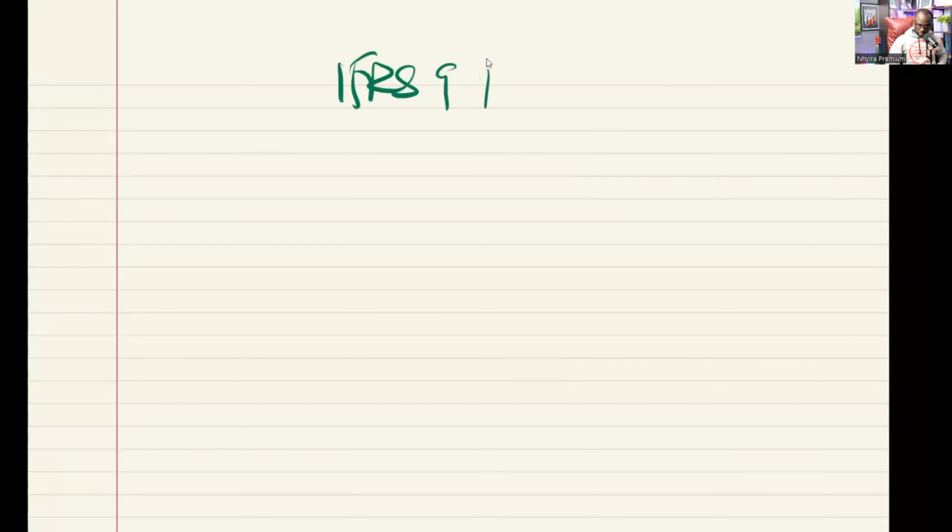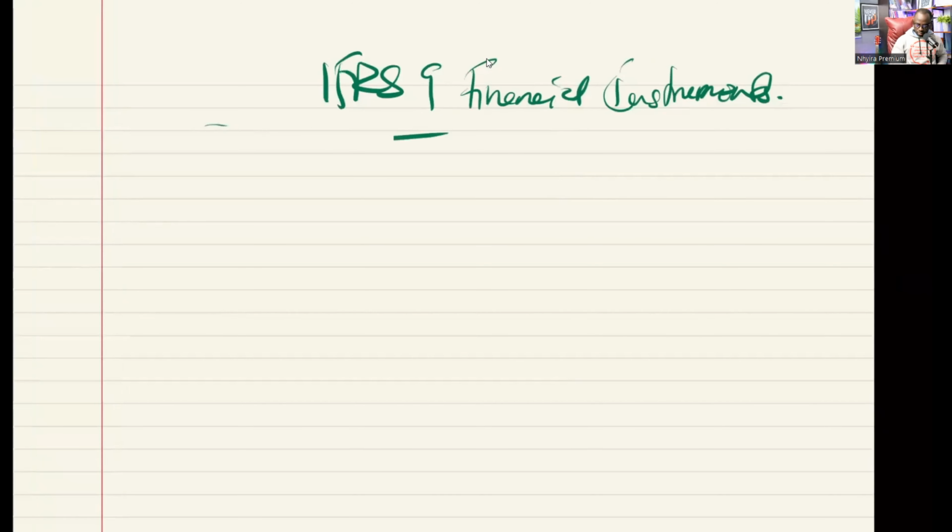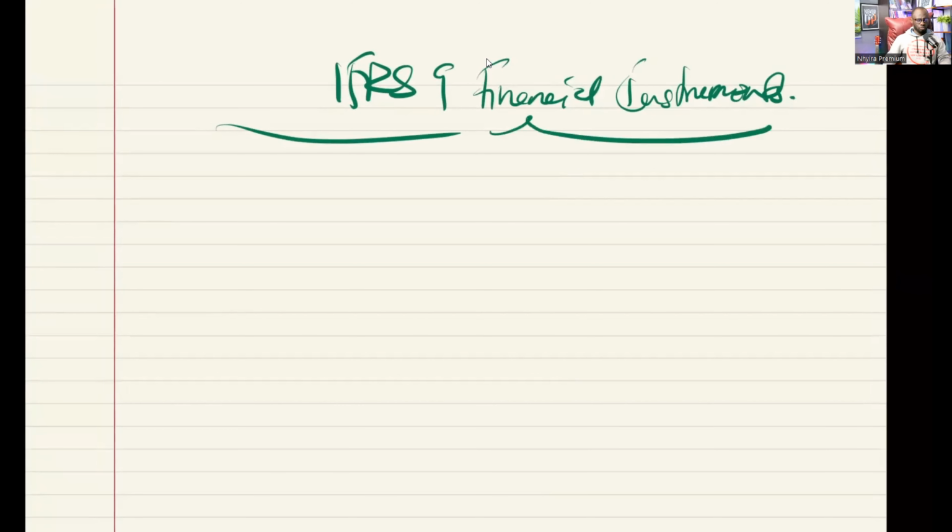IFRS 9 financial instruments. Now, what the heck is a financial instrument? Very simple. Any transaction that results in a party recognizing a financial asset and another party recognizing equity or financial liability is a financial instrument.